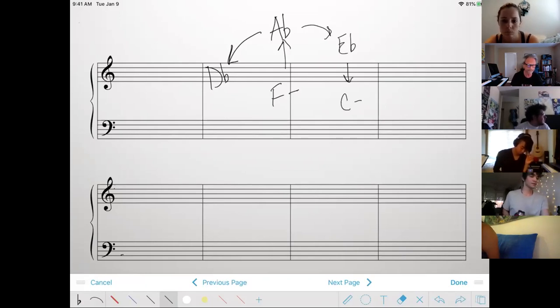C minor. What's the relative minor of D flat? B flat minor. You got all your answers.